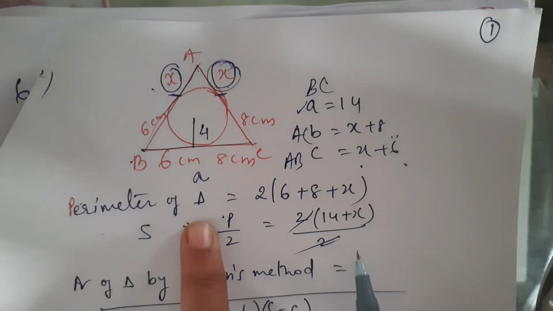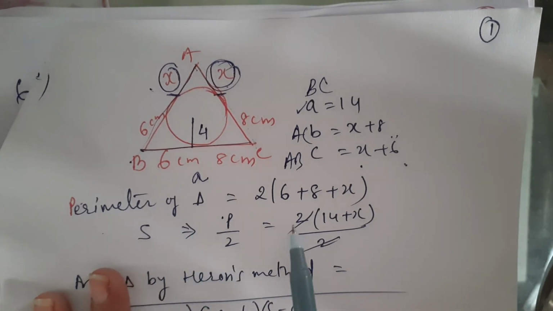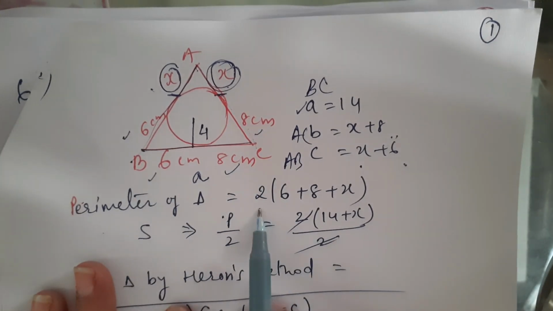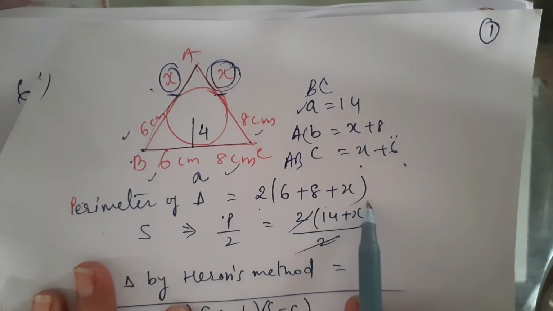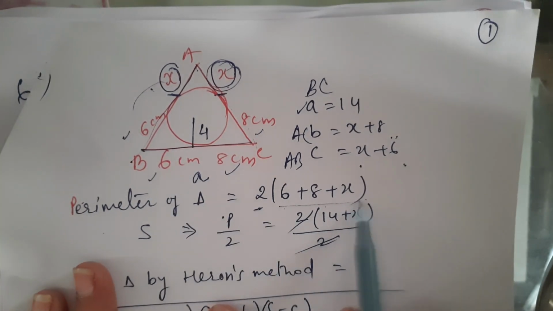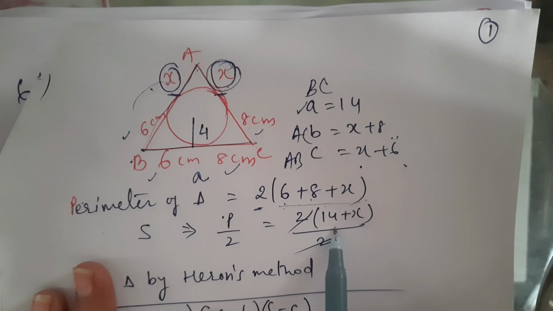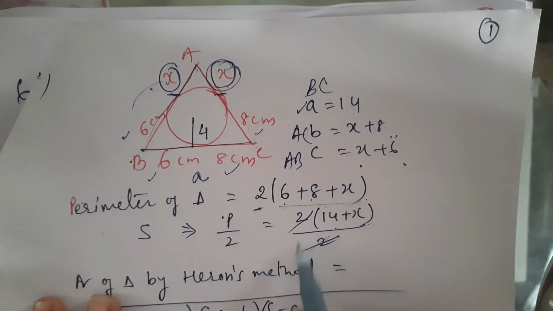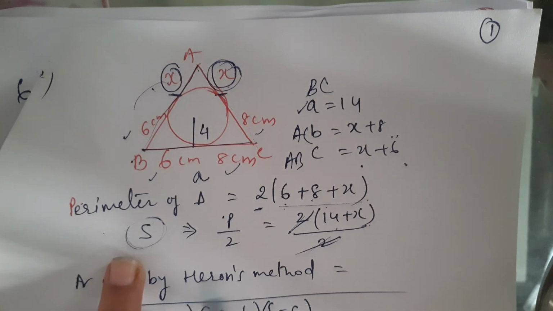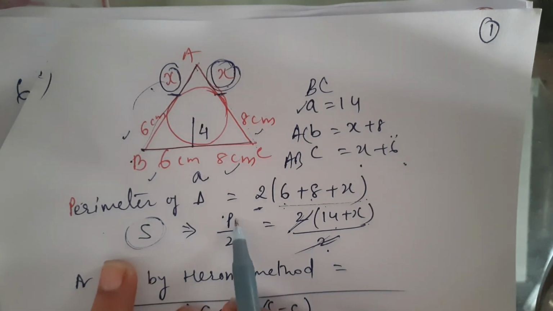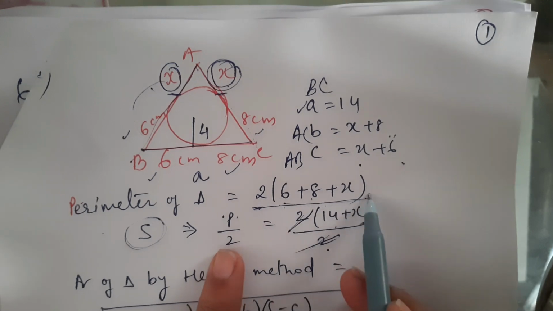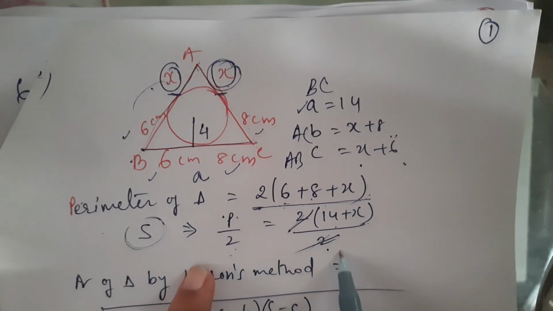So for that we need to find the perimeter. Perimeter is the sum of all the three sides. Here you can see that every value is twice, so I took 2 common. Thus it is 6 plus 8 plus x. As everything is twice, I took 2 common and added all the numbers. Now 6 plus 8 is 14. 14 plus x, 2 will get cancelled. To find the semi-perimeter, I divided it by 2. So the perimeter is 2 times, within bracket, all the values. As we are finding the semi-perimeter, I divided the value by 2.